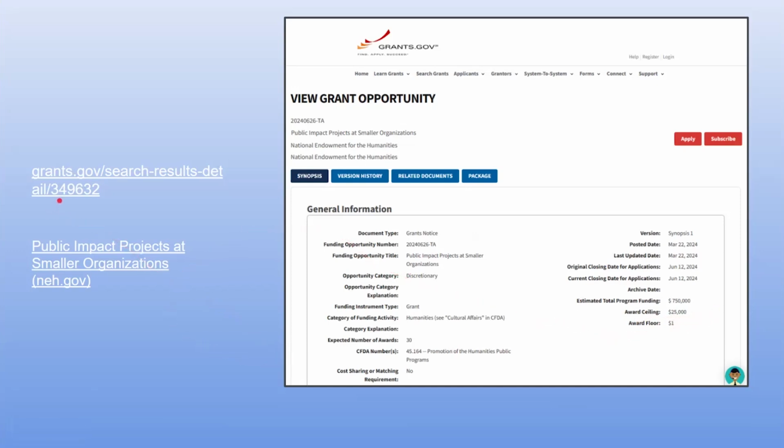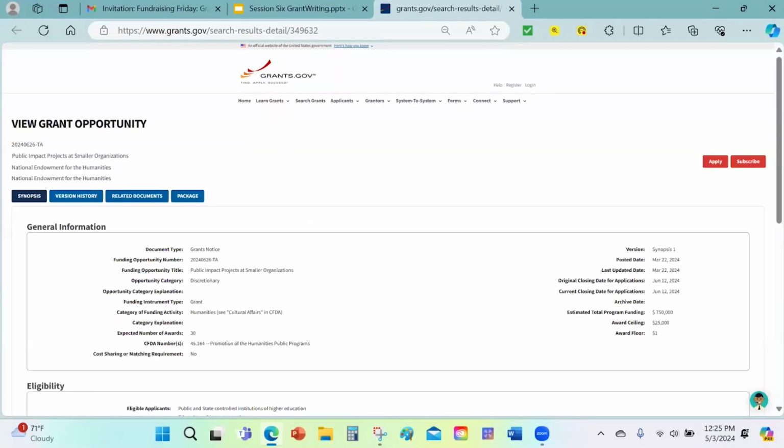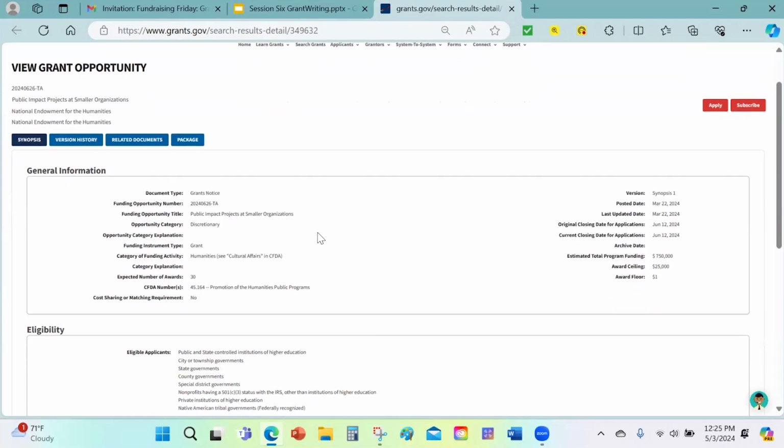So let's see how we're doing on time. We have enough time to take a quick dive into these. So I'm just going to pull this up. And if one of our Zoom participants can just give me a thumbs up, did it switch over to the website? Fantastic. Thank you so much. Okay, so this is now the website for this grant opportunity.